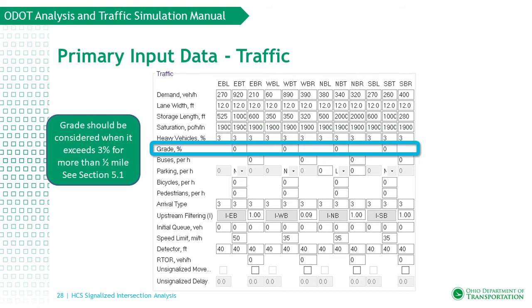Grade should be considered when it exceeds 3% for more than half a mile. In most cases, the grade will be level or 0%. For more information regarding grade, refer to section 5.1 in the OATS manual.